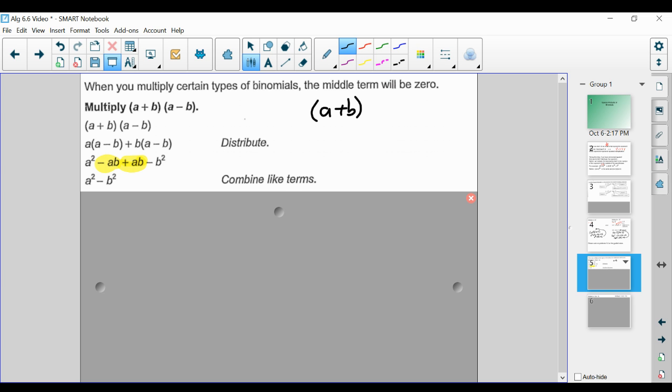Now, if you were to FOIL this, you would have been doing the exact same process, but it might look a little bit different. A times A is A squared. A times negative B is negative AB. B times A again is positive AB. B times negative B is negative B squared. So we end up again canceling out right here. Negative AB plus AB goes bye-bye, and we're left with A squared minus B squared.